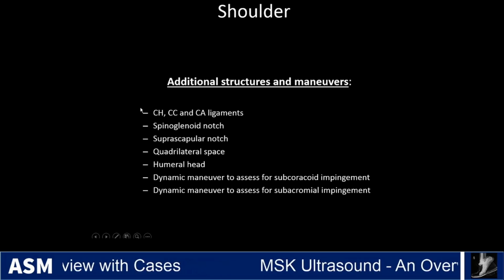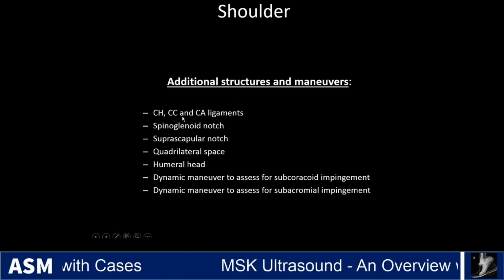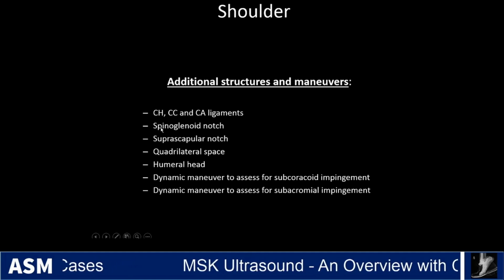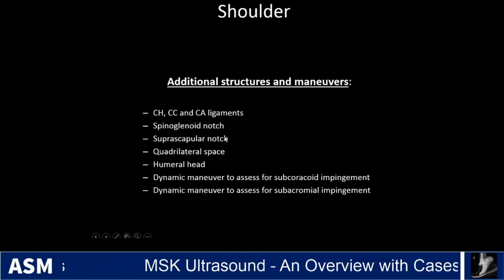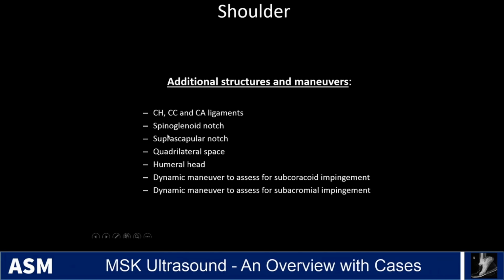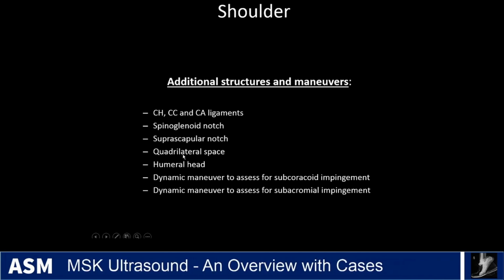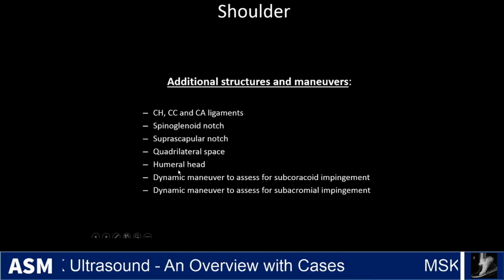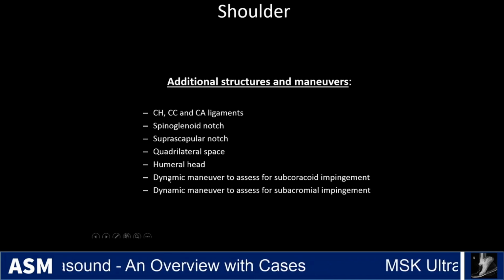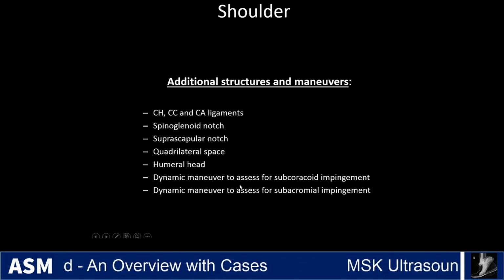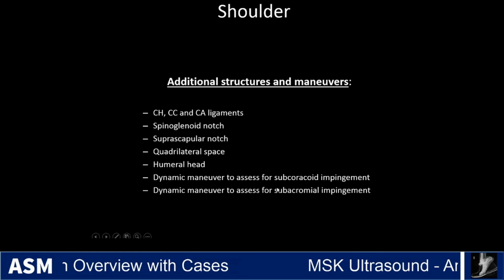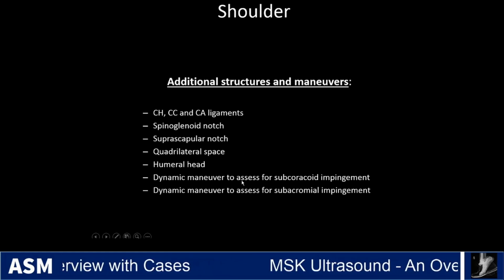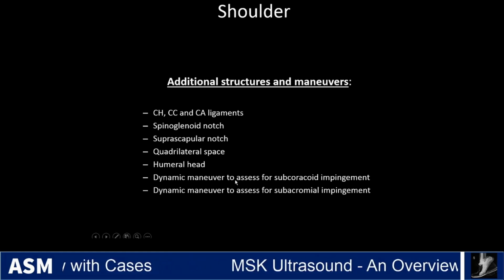You may choose to go further. Look for the coracohumeral, coracoclavicular, and coracoacromial ligaments. Check out the spinoglenoid notch and suprascapular notch for nerve entrapment, the quadrilateral space for similar reasons. You can see part of the humeral head, and then ultrasound does afford you the ability to do dynamic maneuvers, looking for things like subcoracoid and subacromial impingement, and to dynamically assess the integrity of the rotator cuff.